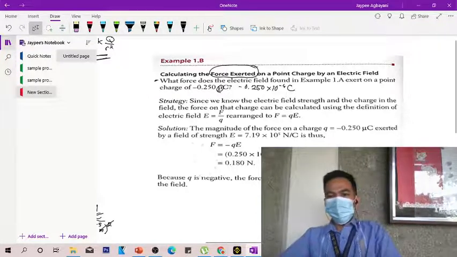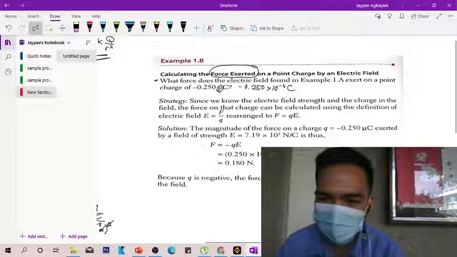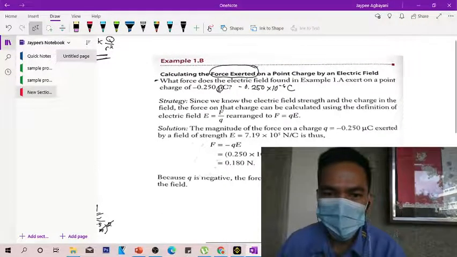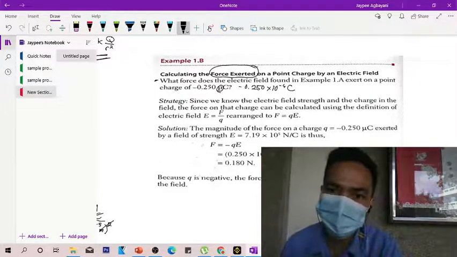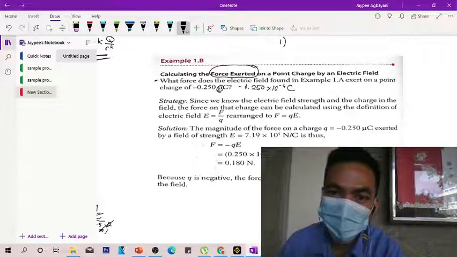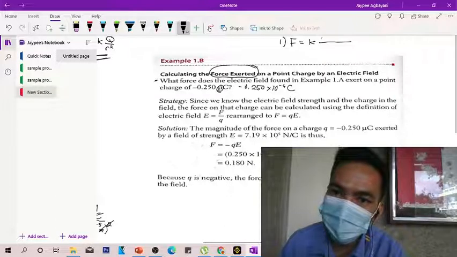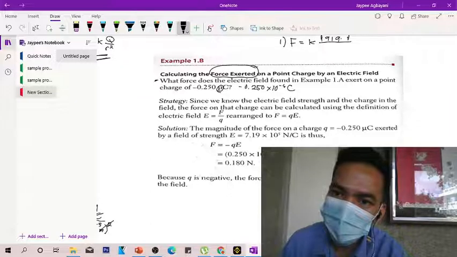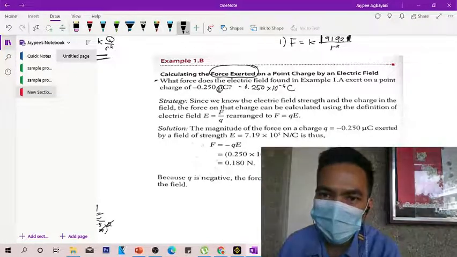Alright, so we're just going to use the following formula. Since we will use force, there are two formulas for the force. Number one is Coulomb's law: F is equal to K times the absolute value of Q1 Q2 over R squared. The absolute value means that regardless of whether it is negative or positive, it is always positive. This is the first formula for the force.